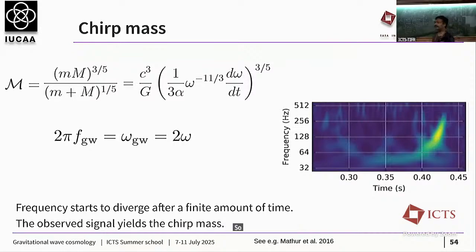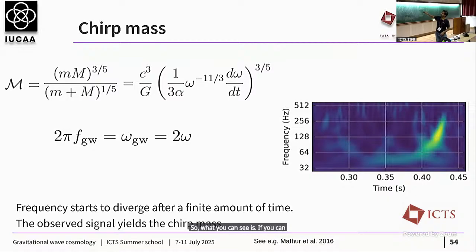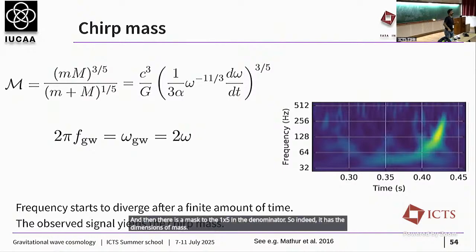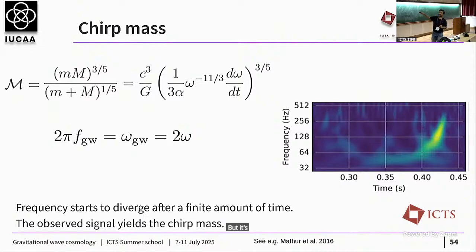So what you can see is, if you can measure this d omega by dt, how the frequency is changing as a function of time, you can learn something about this particular mass combination directly. And just check that the dimensions are correct. This is actually a mass, right? So this is m times m to the 3/5. So this is mass to the 6/5. And then there is a mass to the 1/5 in the denominator. So indeed, it has dimensions of mass. But it's this weird combination that is there.